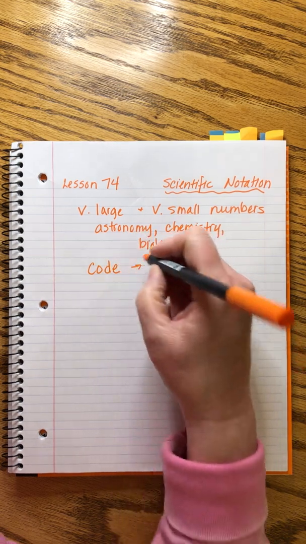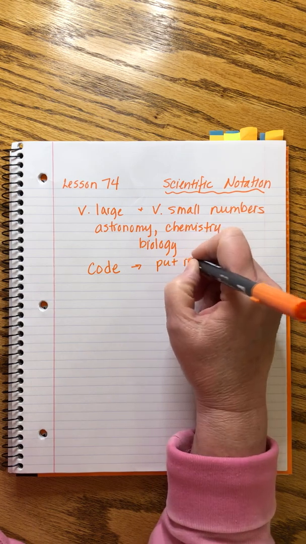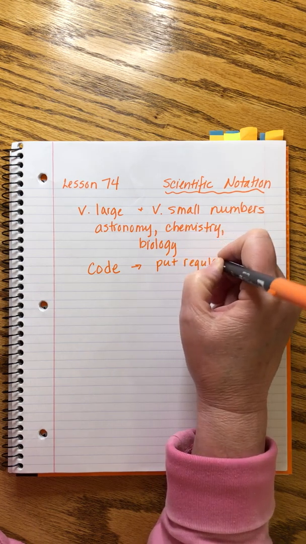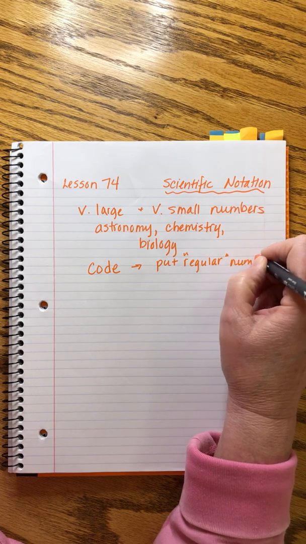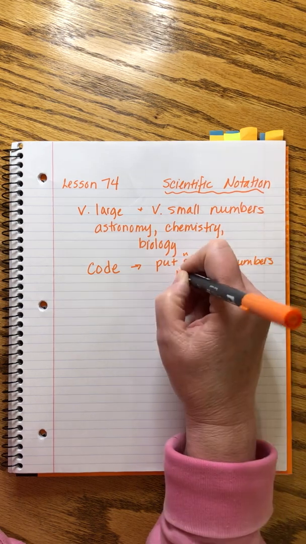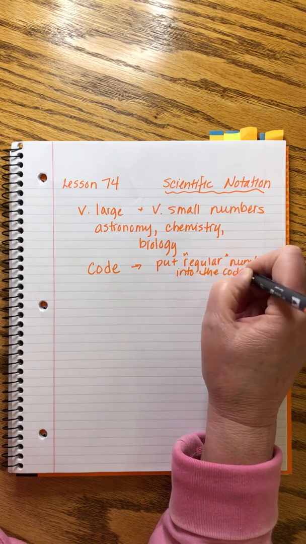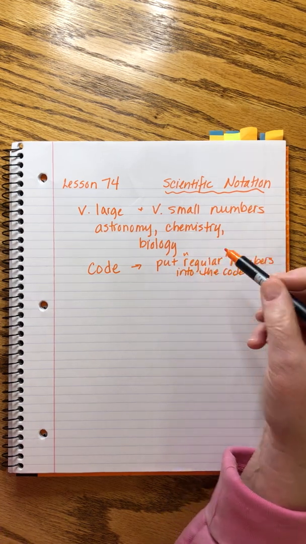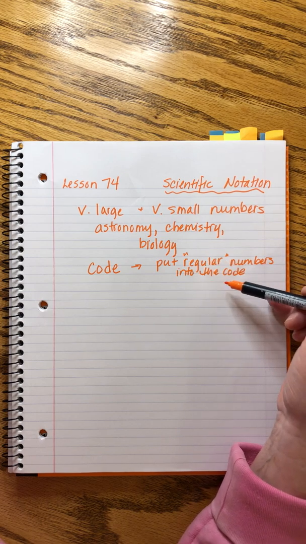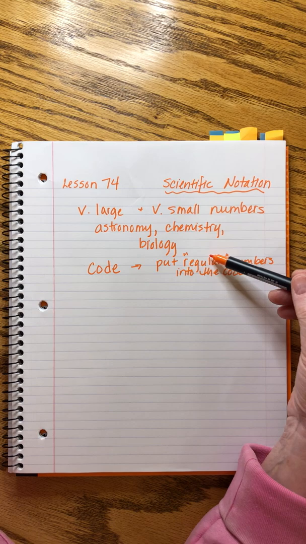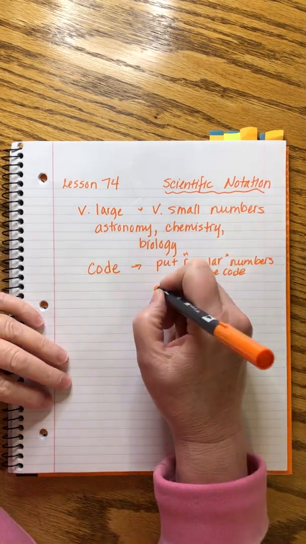And sometimes we put regular numbers into the code. And by regular, there's a special math phrase for that. We call it standard form. And we call this scientific notation, right? So we put standard numbers into scientific notation, but then we have to learn how to do the reverse, right?